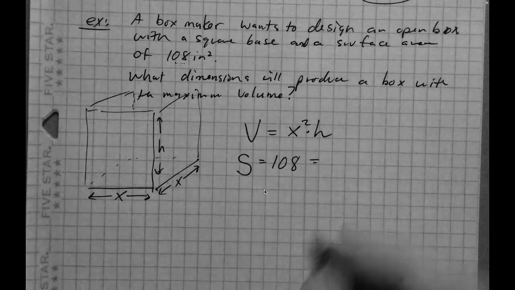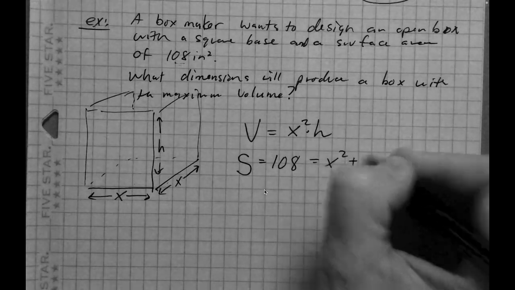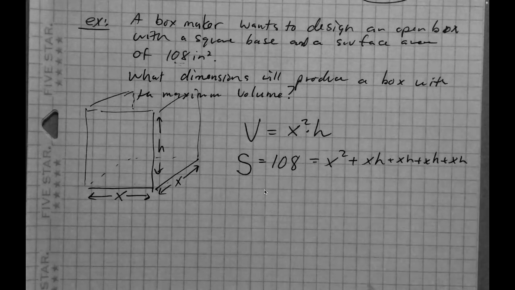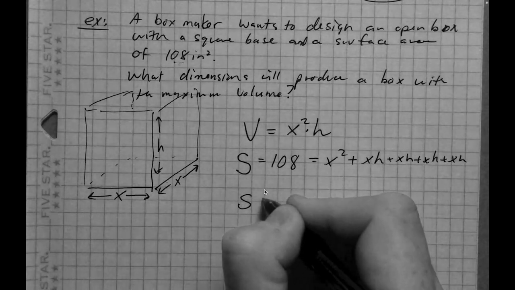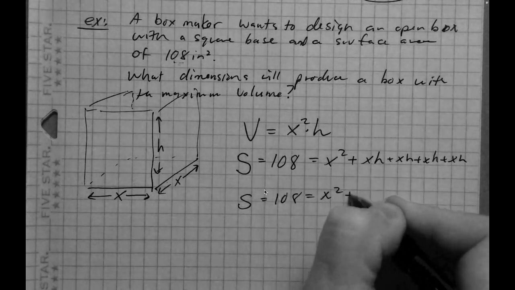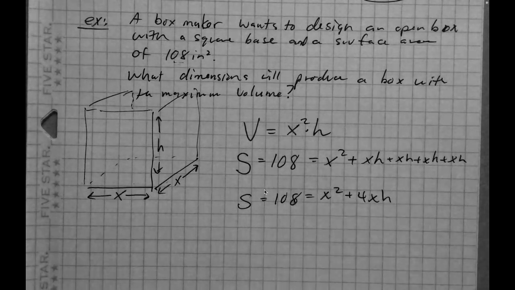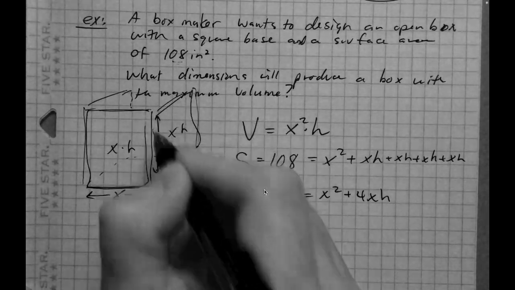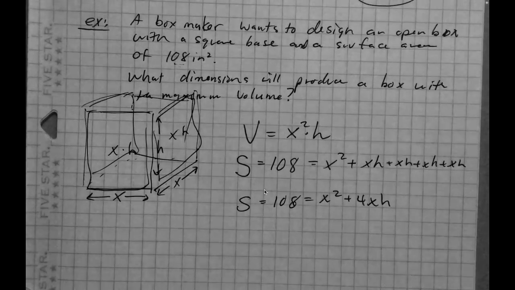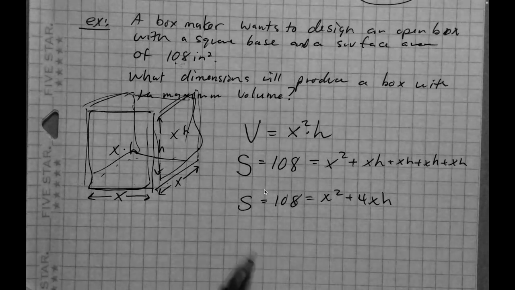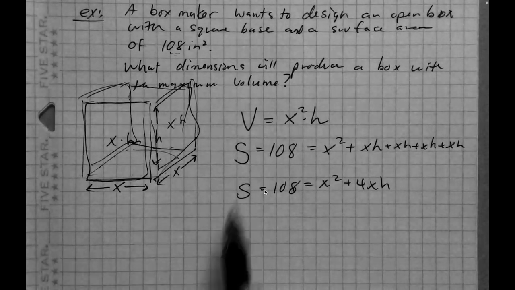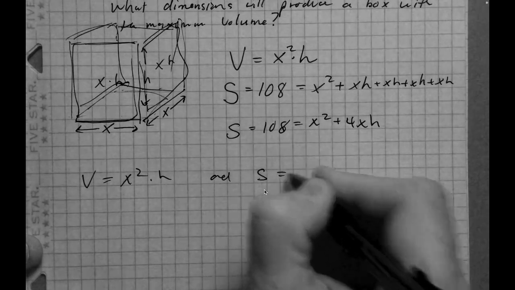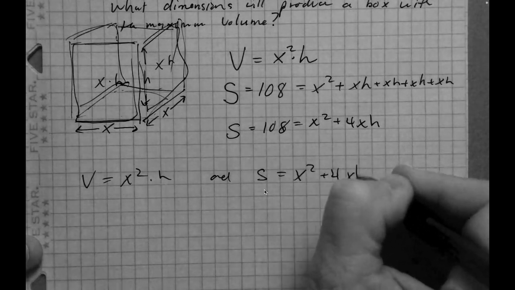Right? And so a nice, concise way to write that would be x squared plus, well, you could write it like xh plus xh plus xh plus xh. Of course, a better way to write it would be to say that the surface area equals 108 equals x squared plus 4xh. Because you've got x times h here. You've got x times h here. You've got one in the back. And you've got one in the back on that side as well. So 4xh, and then you've also got the base, which is x by x. So now you've got V equals x squared times h, and S equals x squared plus 4xh equals 108.